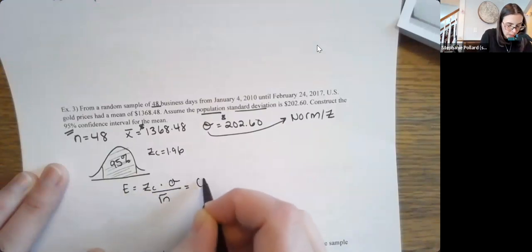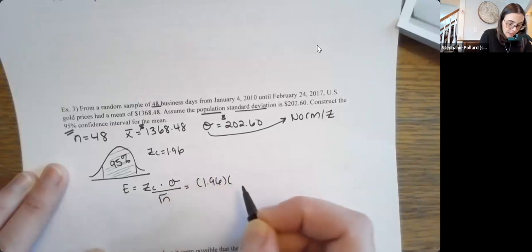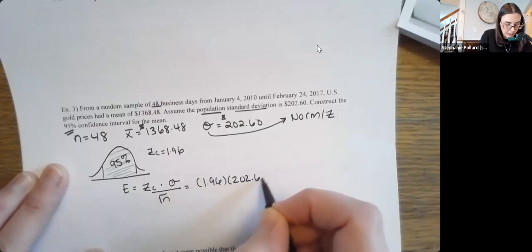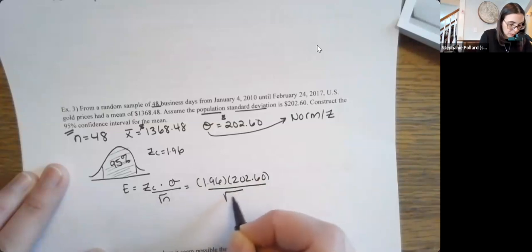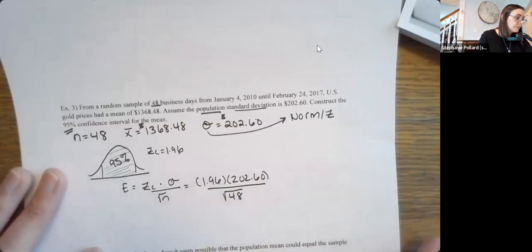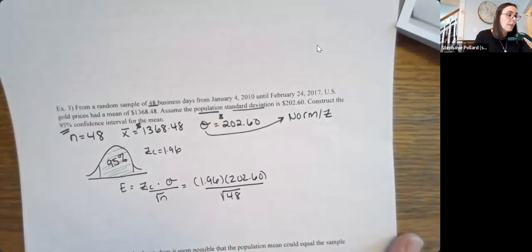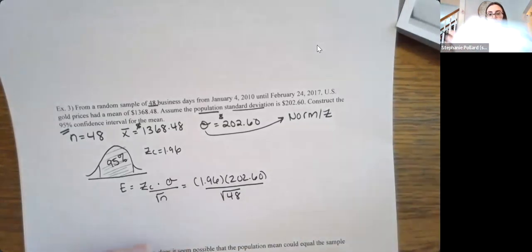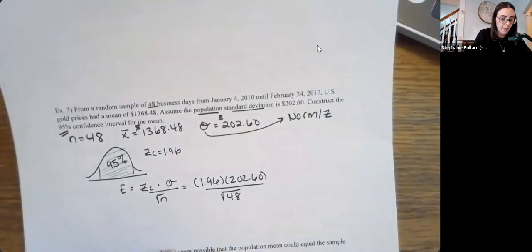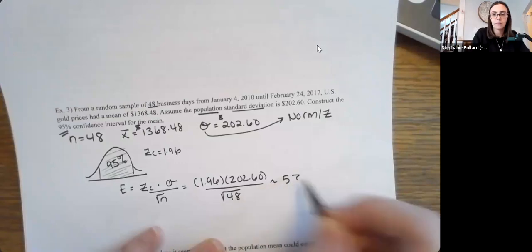So we're going to take 1.96. We're going to multiply by that sigma of 202.60, and we're going to divide it all by the square root of 48. If we do that, you get about 57.